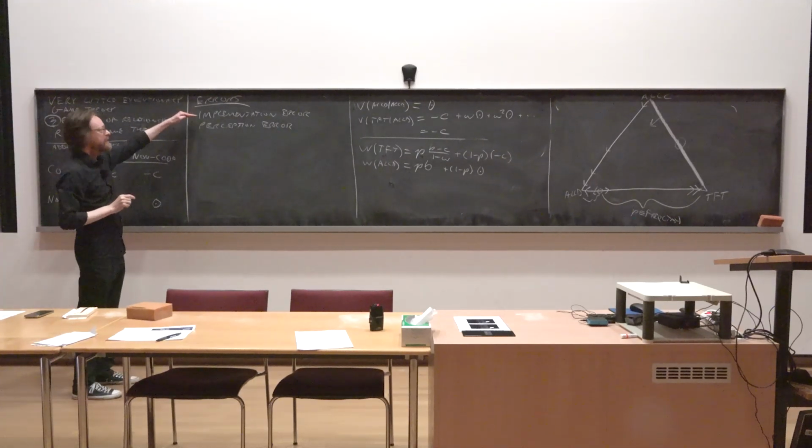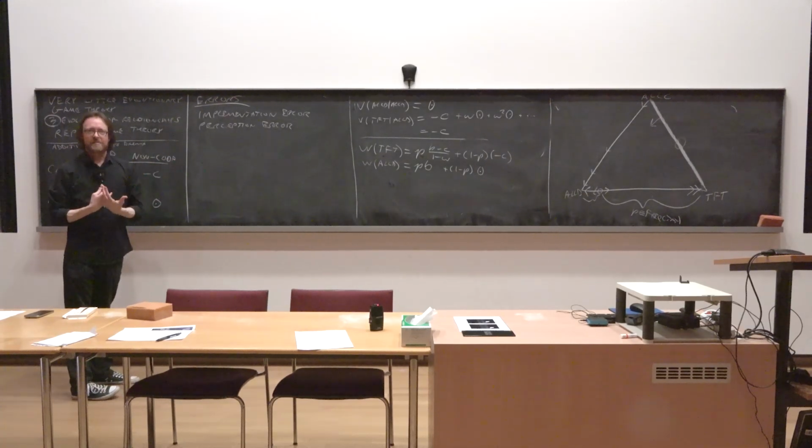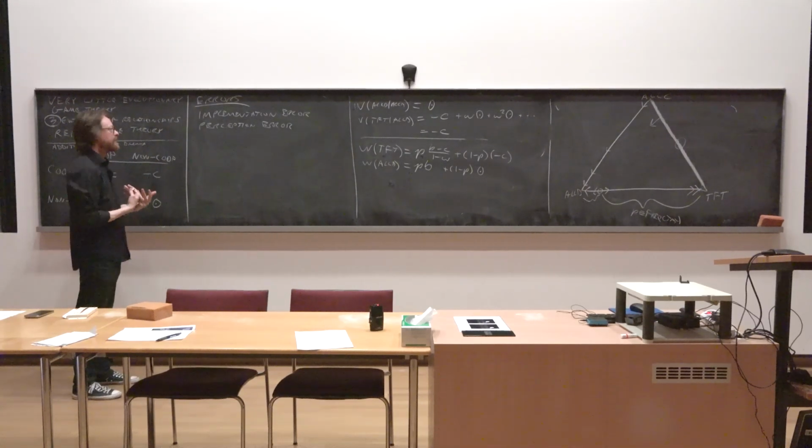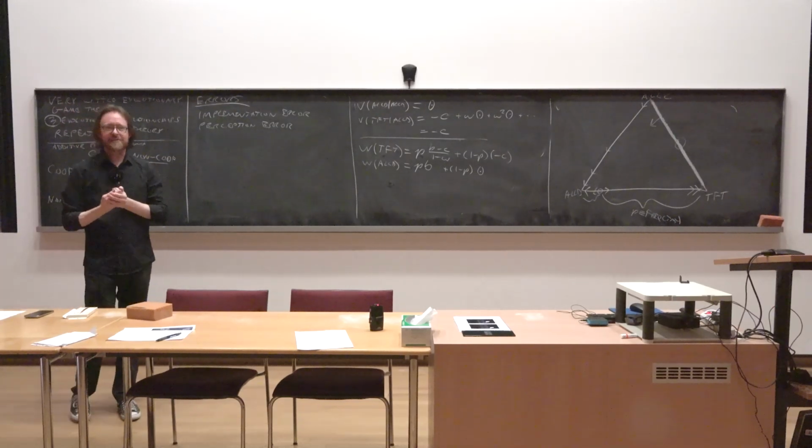So the implementation error is a case where, say, you intend to cooperate, but you fail. Your partner doesn't know your intentions, right? All they know is the consequence. They know you didn't cooperate. That's the implementation error. A perception error is when you actually cooperated, but your partner thinks you didn't.